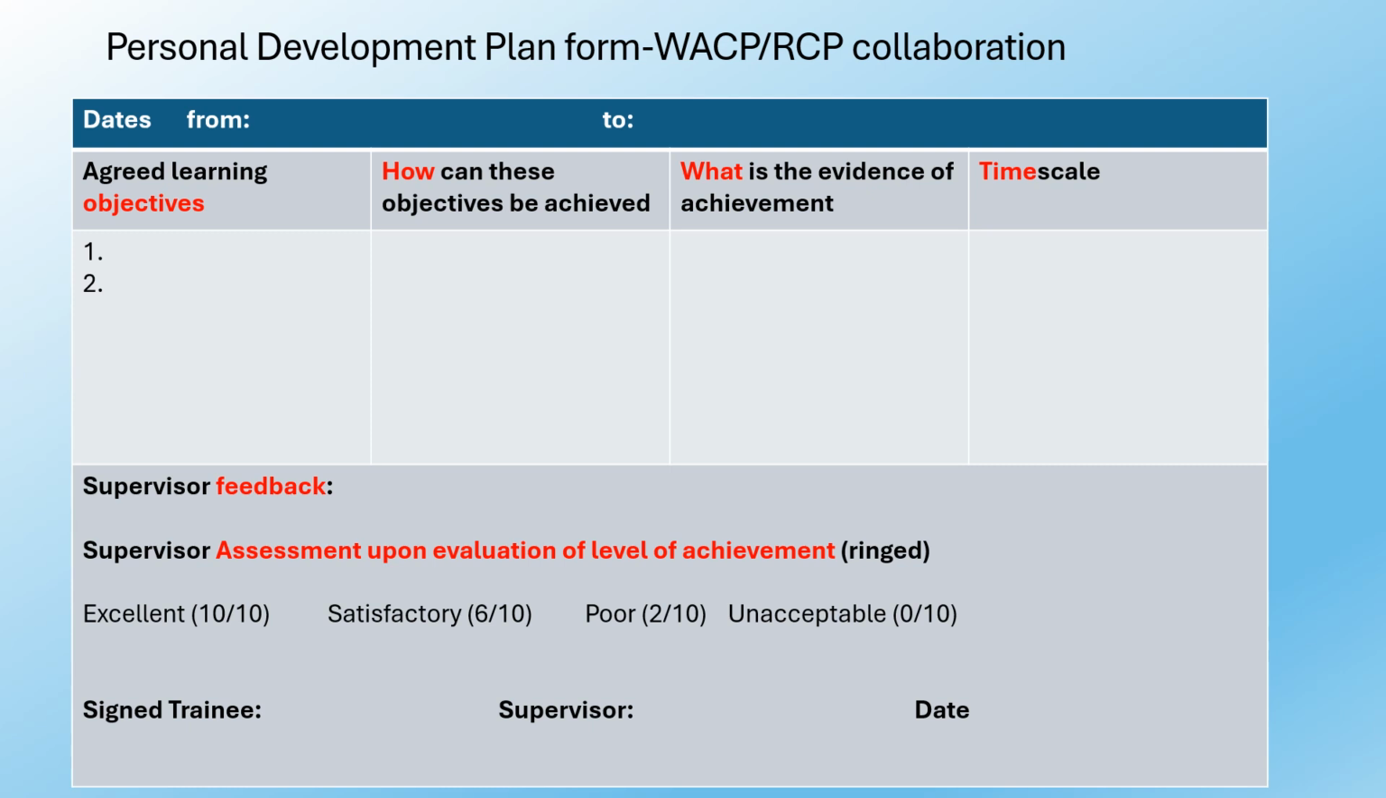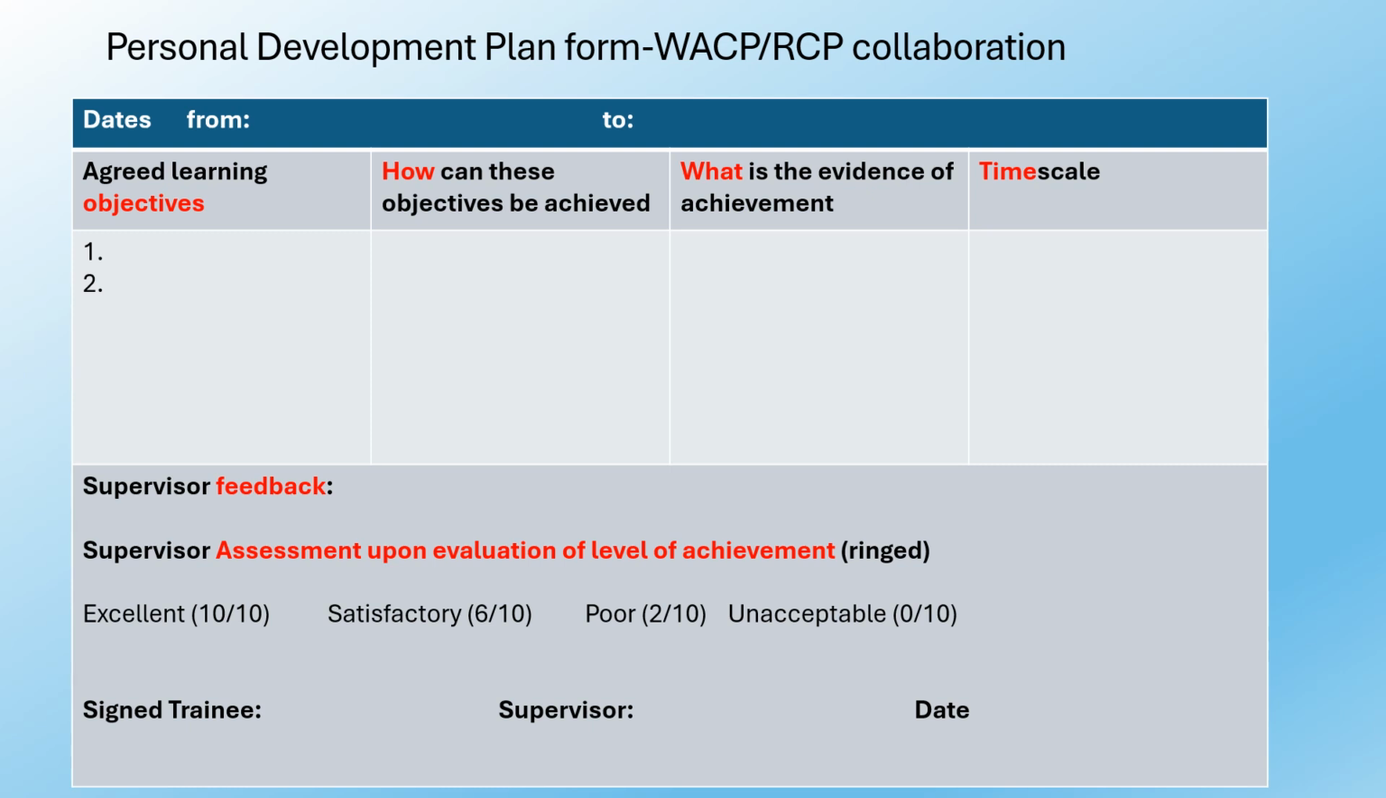The personal development plan is a plan or proposal that contains a list of objectives. And these objectives are supposed to be SMART objectives. They must be specific, they must be measurable, they must be attainable, they must be realistic or relevant, and they must be time bound, just like we talk about in research.